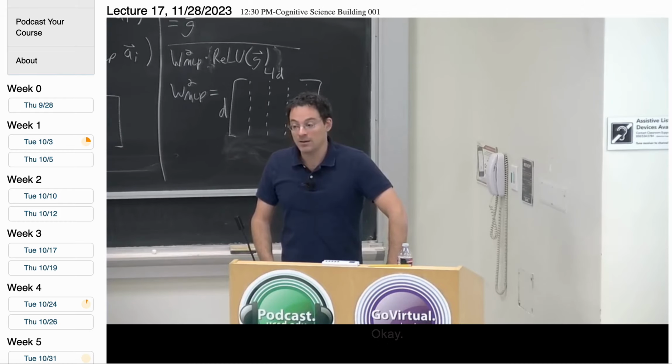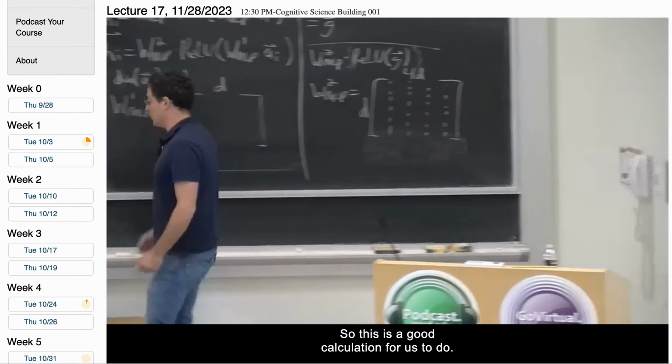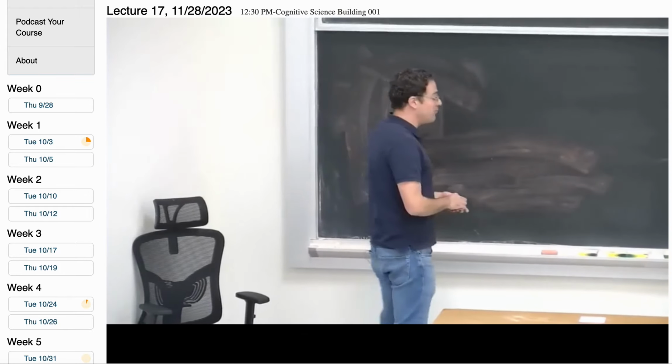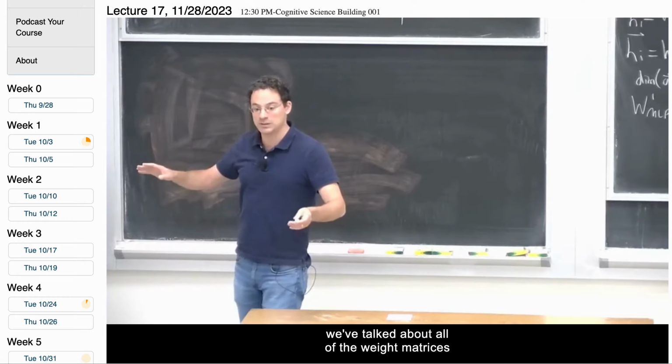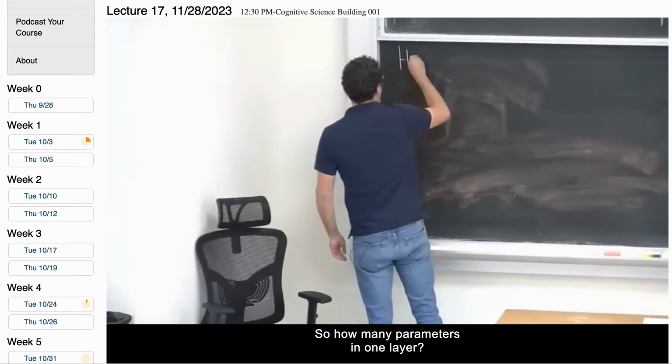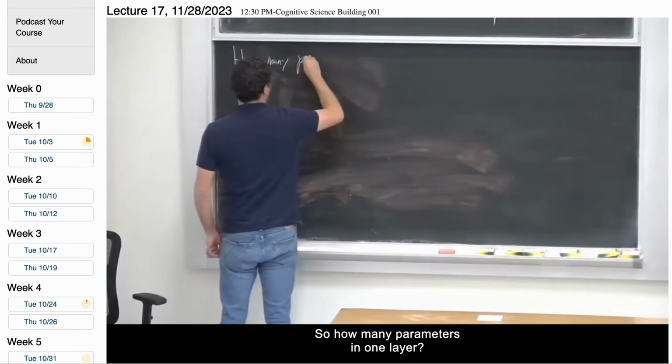Okay, so this is a good calculation for us to do. Let's talk about how many parameters there are in one layer. We've basically talked about all the weight matrices in the model now. There are a few others that I'm not including, but to a first approximation, we've talked about all the weight matrices that exist in the model. So per layer, how many parameters in one layer?